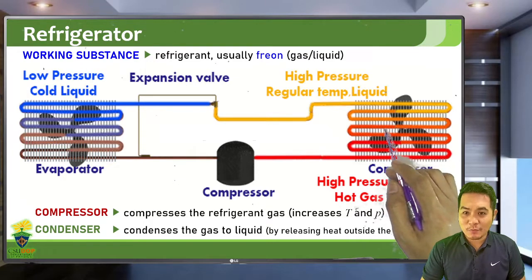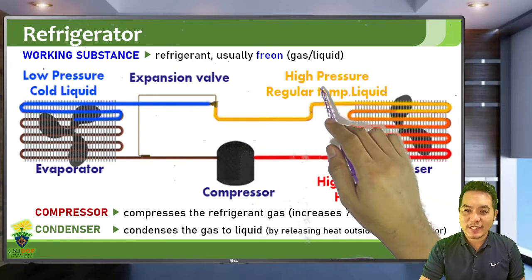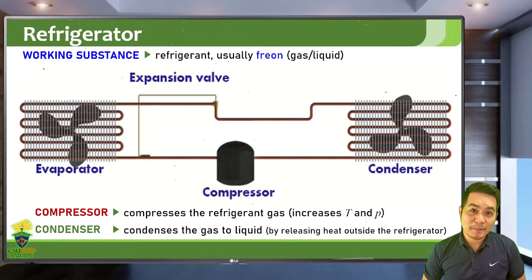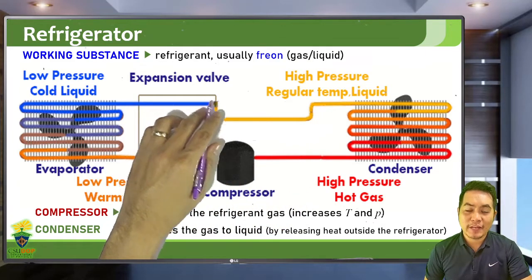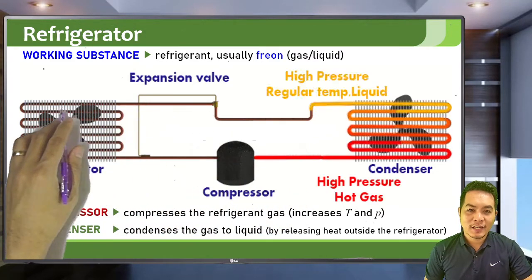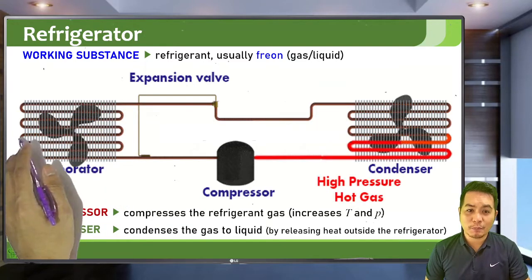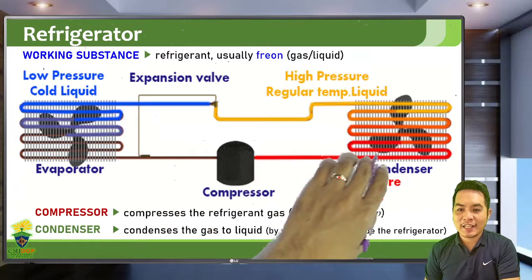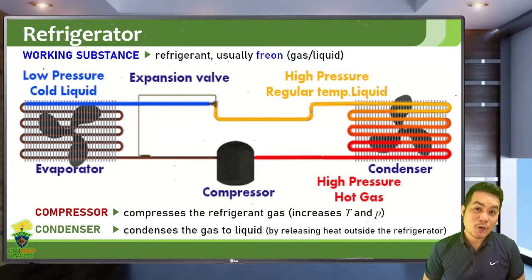And the gas will now condense, the high pressure hot gas will now condense into high pressure regular temperature liquid, and this liquid will go back to the expansion valve again, and the process will repeat. It will absorb heat from the food or any object that you place inside the refrigerator, and then it will release that heat outside of the refrigerator via the condenser coils.